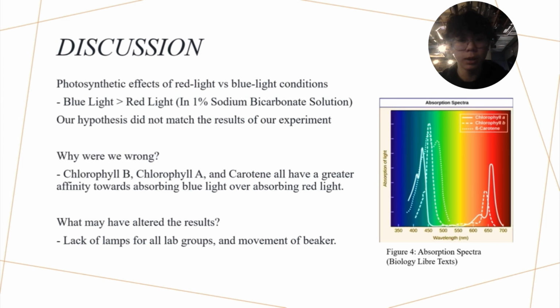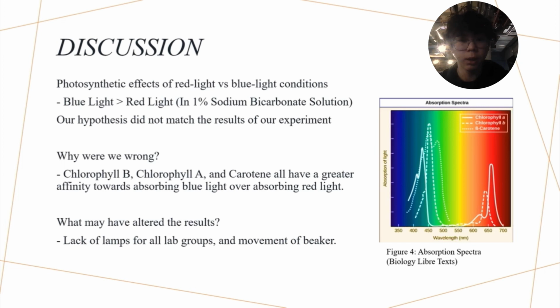The reason my hypothesis was incorrect was because, although red is farther away from green on the color wheel, chlorophyll B, A, and beta-carotene all have a greater affinity towards absorbing bluish light over red light, as shown in Figure 4, the absorption spectrograph.